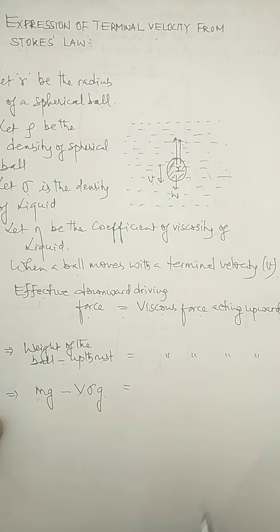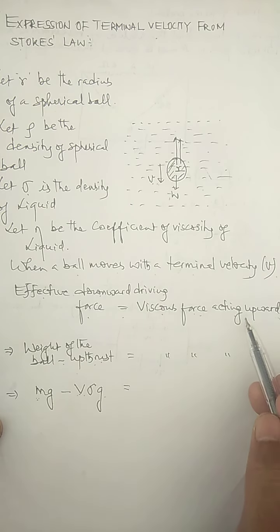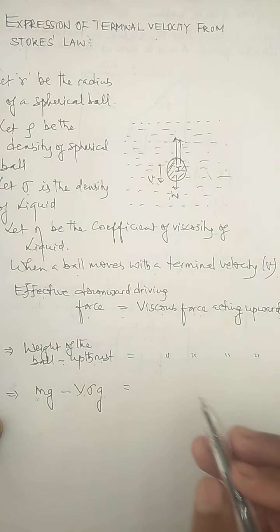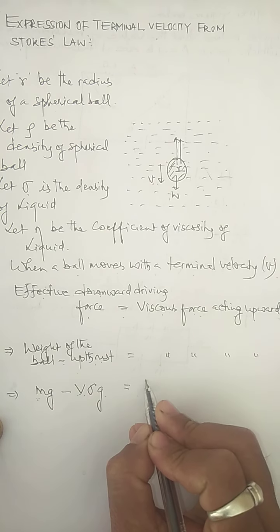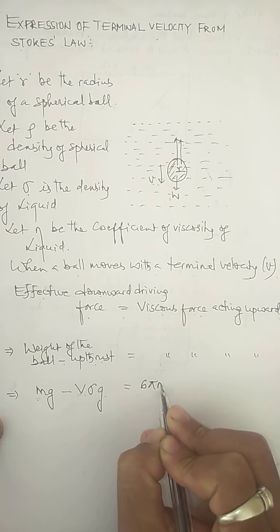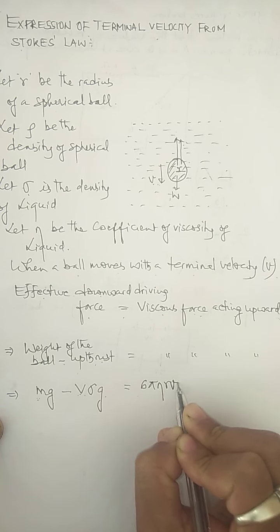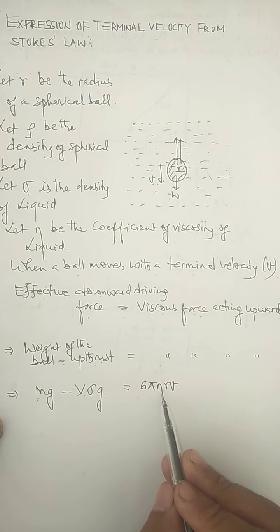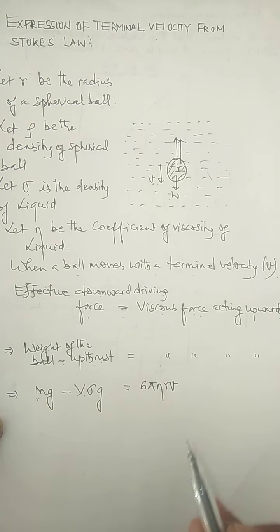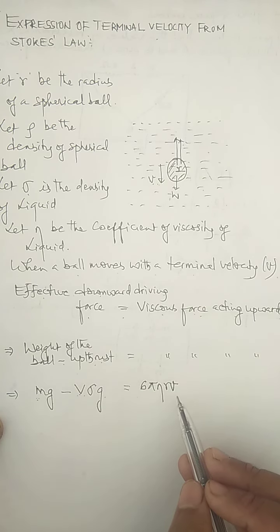Equals, now the viscous force acting upward is given by Stokes' law, and Stokes' law gives the viscous force by the relation 6 pi eta r v. This part we have already explained. 6 pi eta r v is the expression of viscous force when the body moves with the terminal velocity.